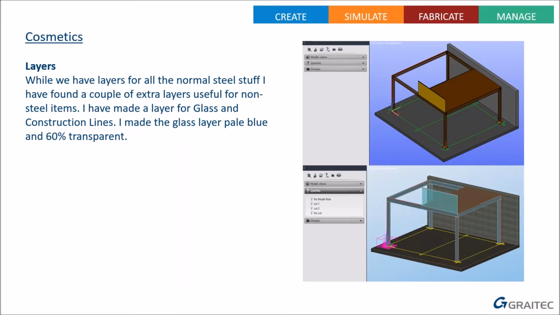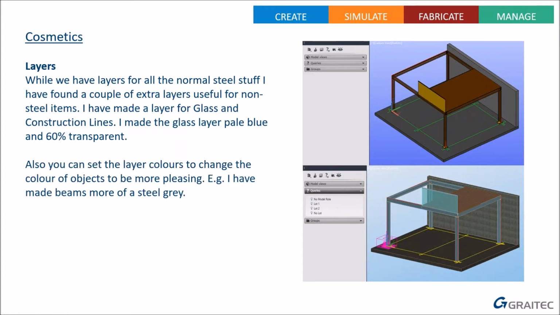I've also created another layer for glass, because when you're modeling glass, you just use all the plate commands, and it will just end up on the plates layer looking like any other steel plate, which is a bit misleading and not very pleasing. So I've set a layer called glass, I've made it a very pale blue color, and I've set it to a transparency of 60%. So you can see there at the bottom, my glass looks like glass, and I can see through it like glass, which is much more pleasing.